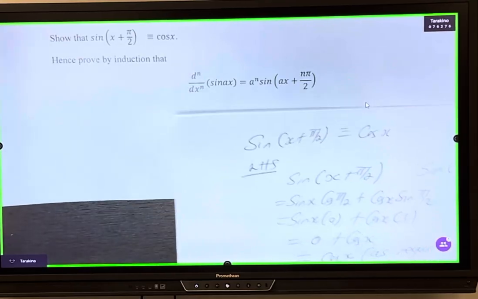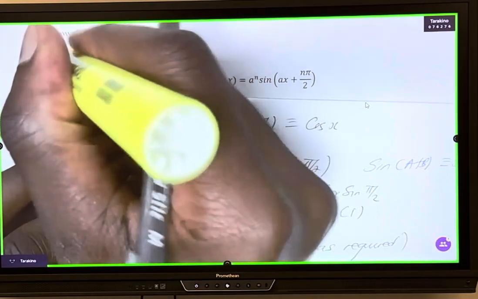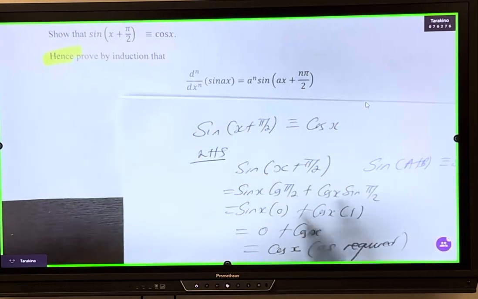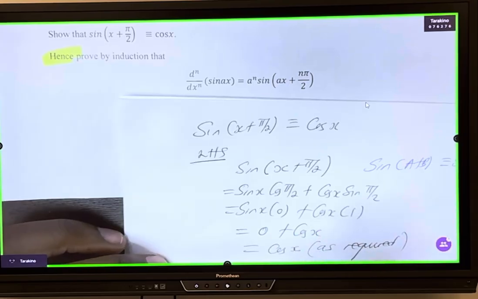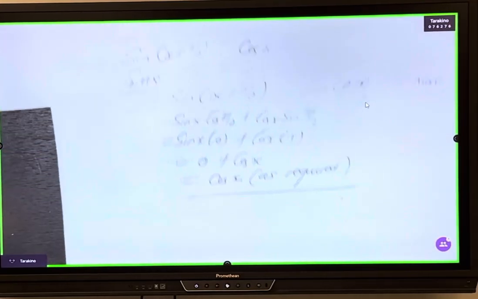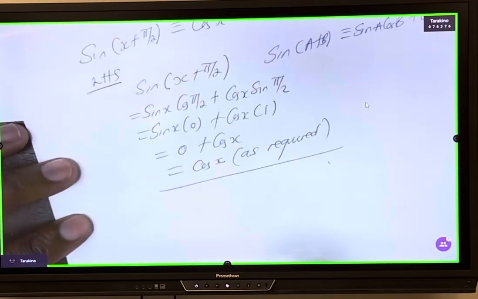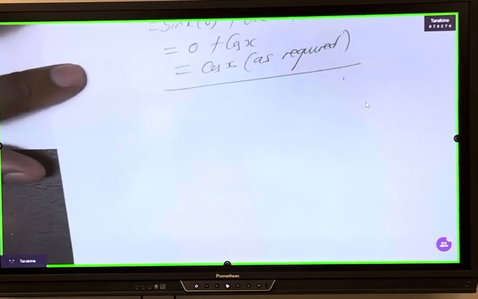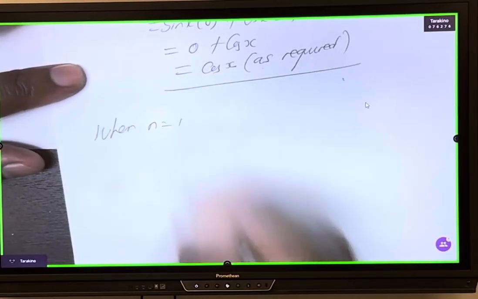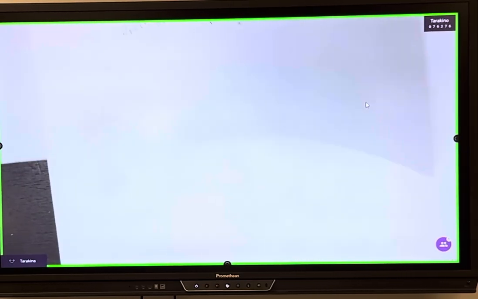But this problem has a hence part. The hence part suggests that we are going to use the above result, so we need to keep this. We need this to prove that. So now let's move on to our induction. For mathematical induction, the first step is when n equals 1. So when n is equal to 1, we are proving this part here.